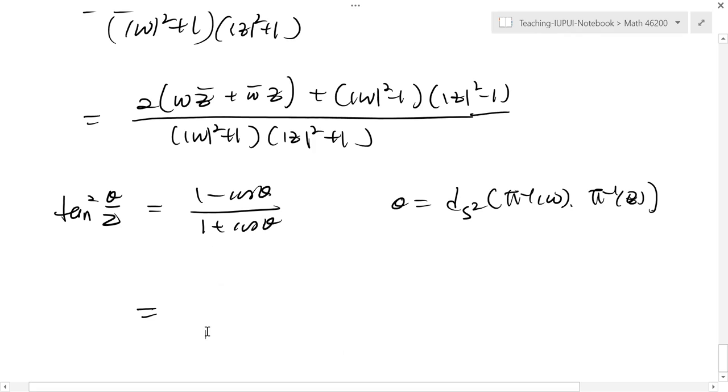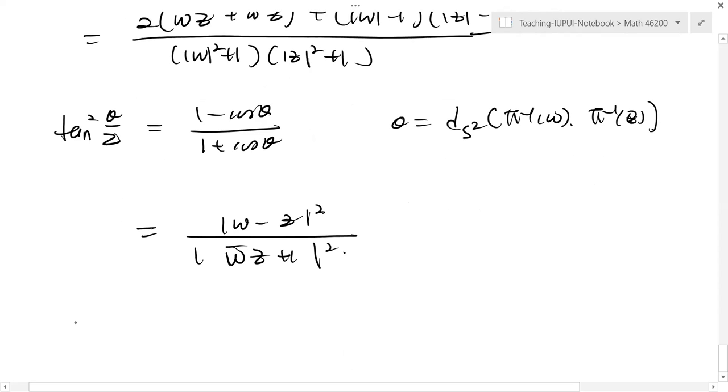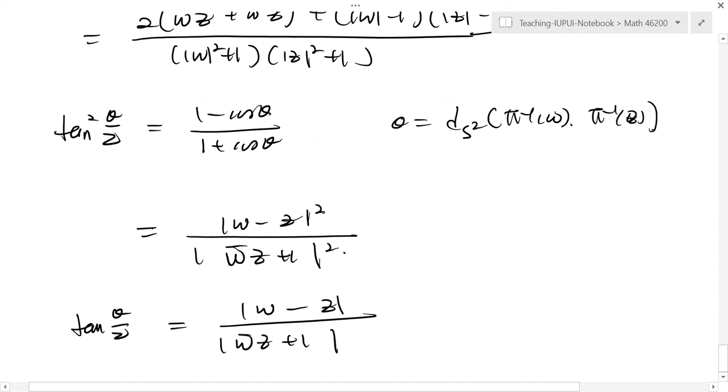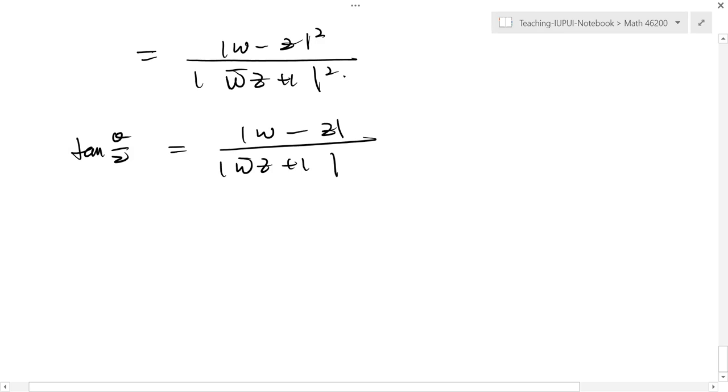which is going to be W minus Z square, norm square. All right, that is great. That looks much simpler, right? So tangent half of theta is going to be this. Let me go back to the formula again. Theta is the distance between two points.